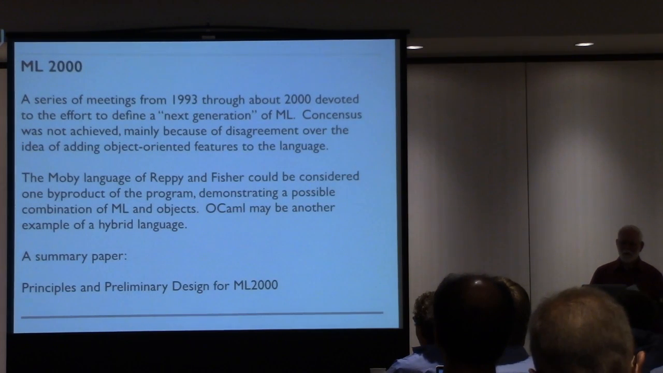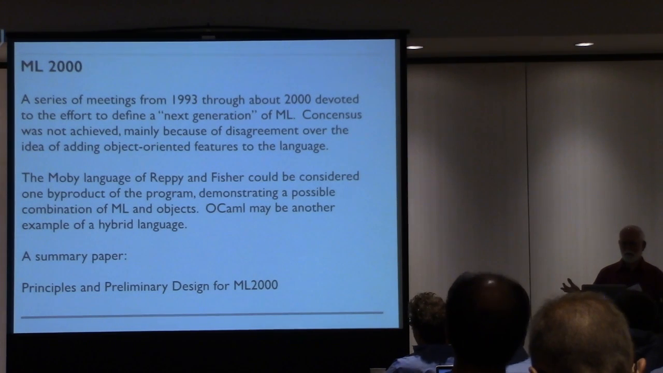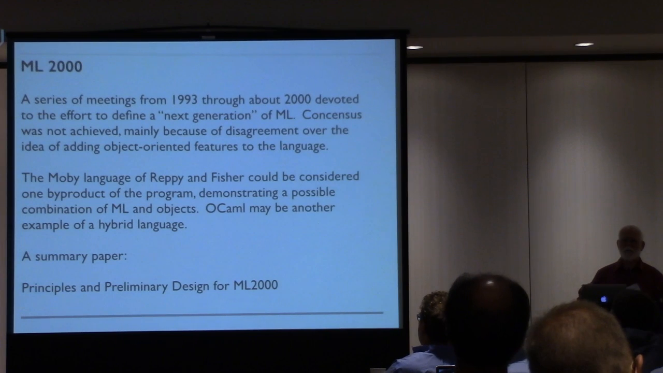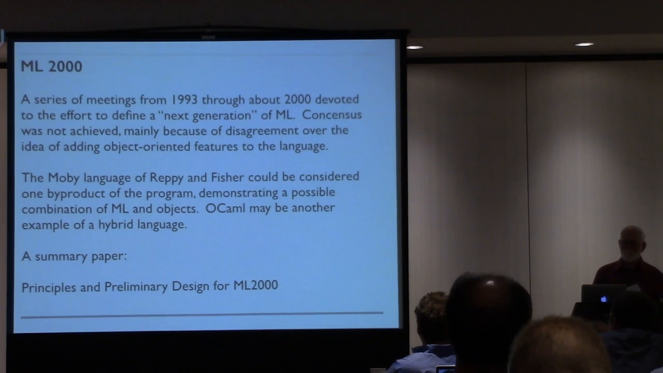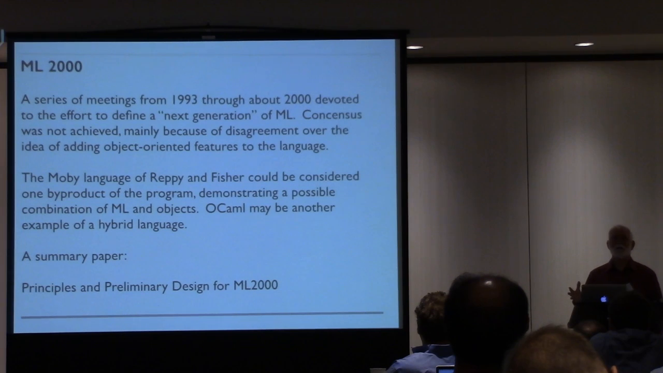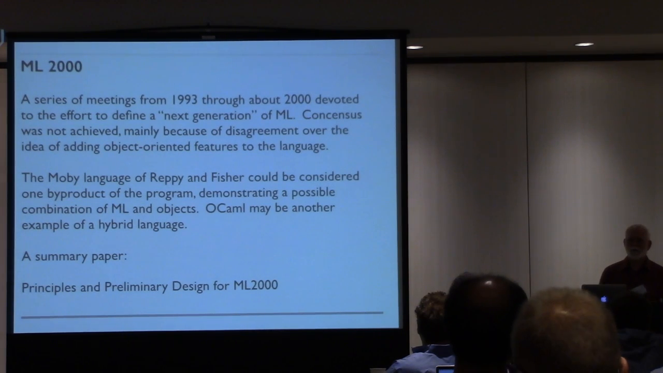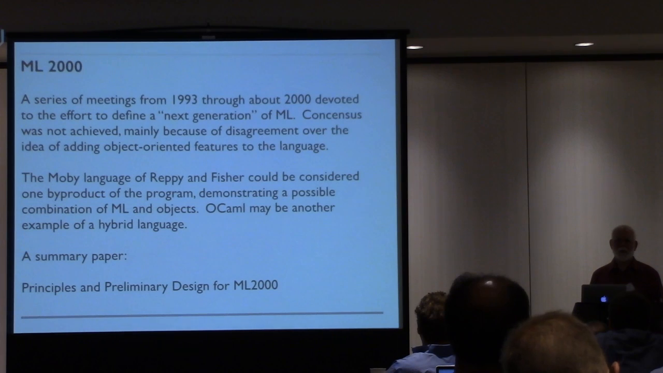Then in 1993, Bob Harper and I were at POPL, I think in Albuquerque, and we decided we should start talking about a completely new language, which we called ML 2000. And we had a bunch of meetings with a bunch of really good people, but we just couldn't arrive at a consensus. And the big contentious issue was whether ML should become an object-oriented language as well as a functional language, whether it should be a hybrid object-oriented and functional language.